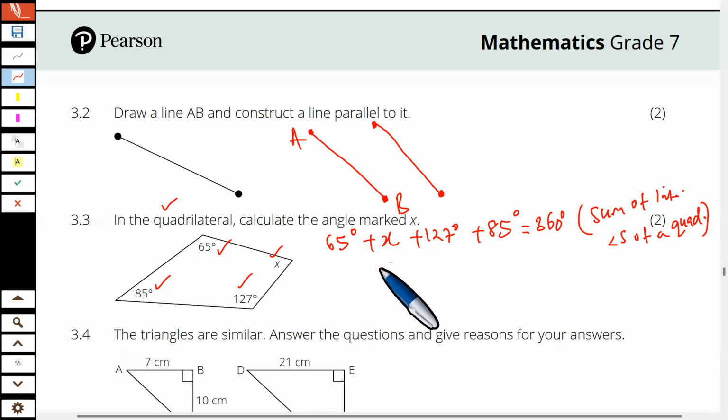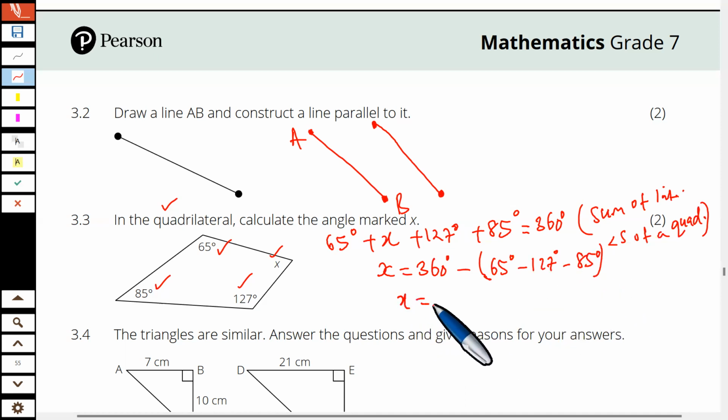So which means we shall have the following. If you add everything here, you have x equal to 360 degrees, minus 65 degrees, minus 127 degrees, minus 85 degrees. If you add everything, right, you have 127, 85, 65, and this gives 83 degrees. So x is 83 degrees.